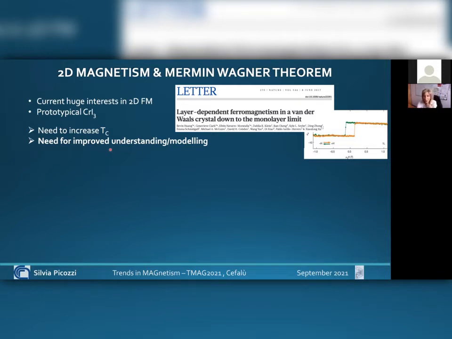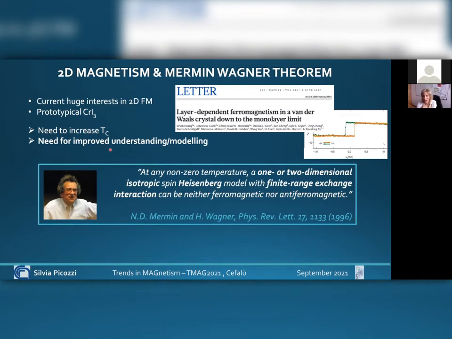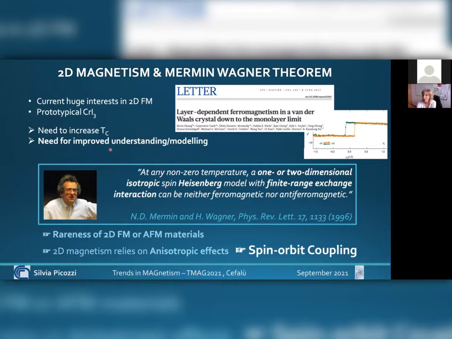And actually, the first thing that comes to most people's mind when discussing 2D magnets is actually the Bromine theory, which says that if I have an isotropic model, such as the Heisenberg model, I cannot have any finite range order, so that there cannot be any long range order if I only have isotropic interaction, which again points pretty much to the importance of spin-orbit coupling, which breaks this isotropic interaction because it's an anisotropic effect. So spin-orbit is particularly relevant in 2D magnets.